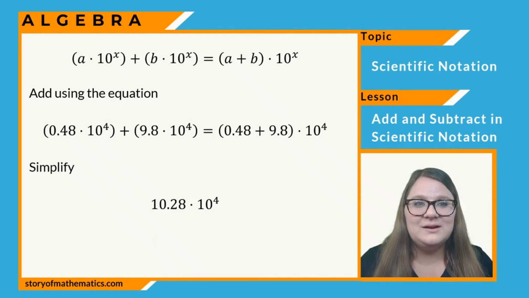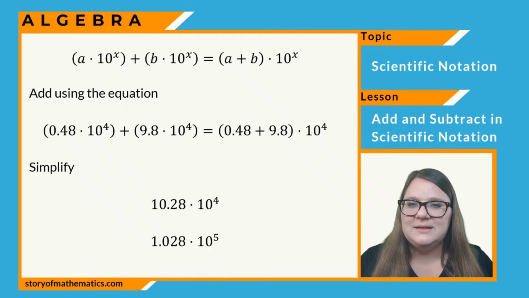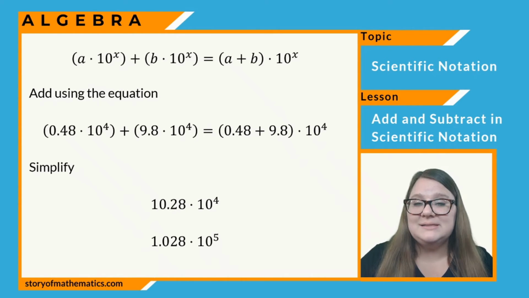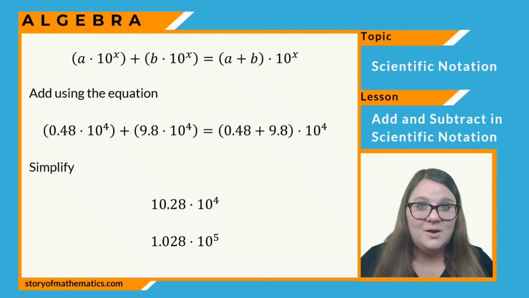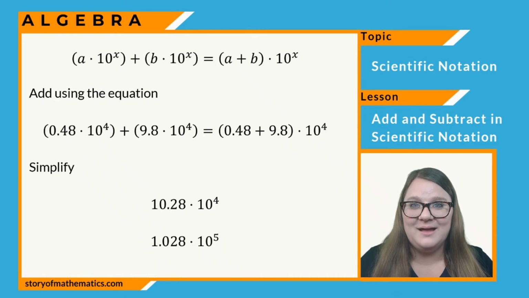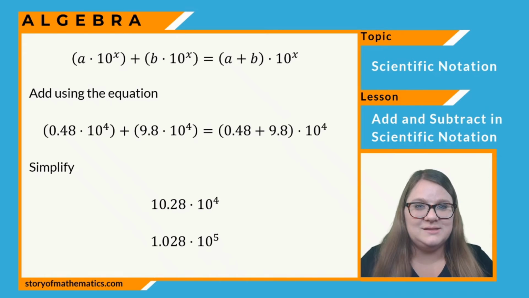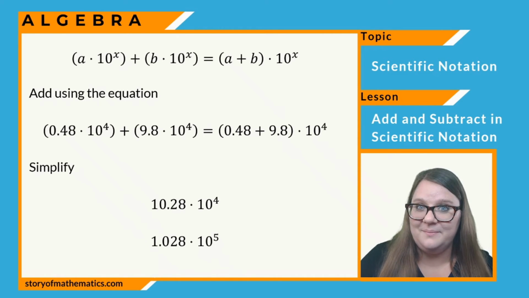Now, those were some addition problems that work out really well. But at the end of them, you always have to check to make sure it's in scientific notation. So 10.28 is bigger than 10. We have to move the decimal over once to the left. In order to do that, we increase the exponent by 1. 1.028 times 10 to the 5th is our final answer for the addition problem.